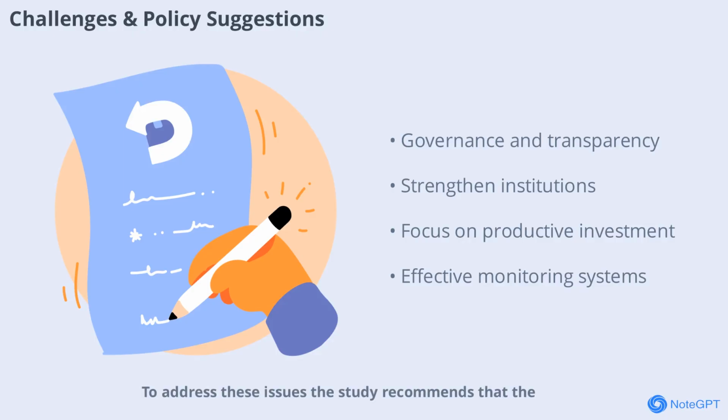To address these issues, the study recommends that the Kenyan government improve governance and transparency, strengthen public institutions, allocate ODA to productive investments, and develop robust monitoring and evaluation systems. Importantly, ODA should support, not replace, domestic resource mobilization.